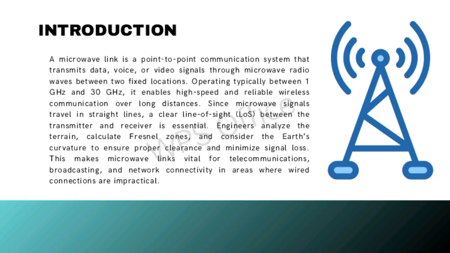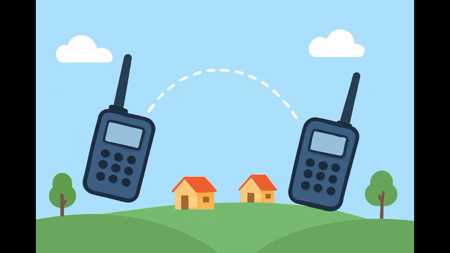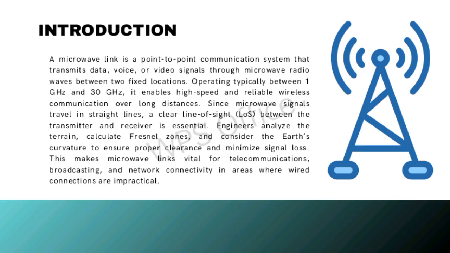A microwave link is a point-to-point communication system that transmits data, voice, or video signals through microwave radio waves between two fixed locations. So, it is like talking with invisible beams. Imagine you have two walkie-talkies that need to talk to each other, but they are very far apart, like from one town to another. It typically operates between 1 GHz and 30 GHz. It enables high-speed and reliable wireless communication over long distances.